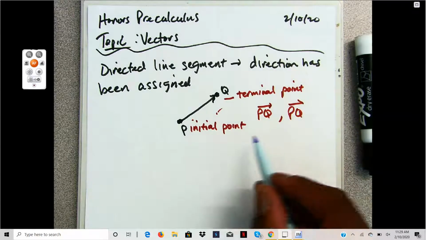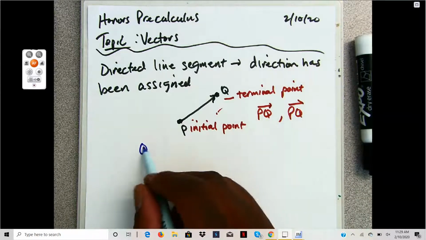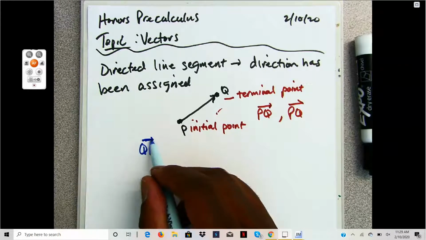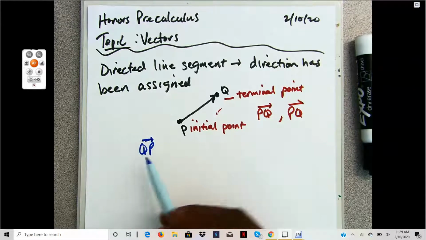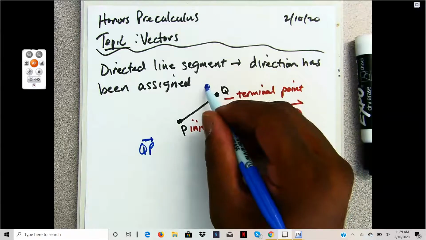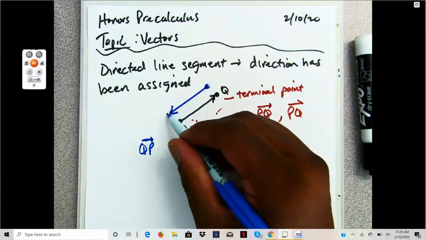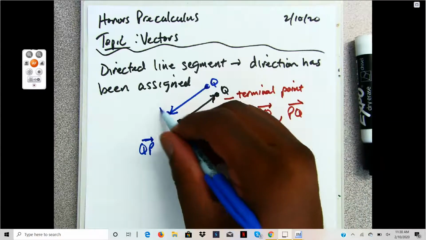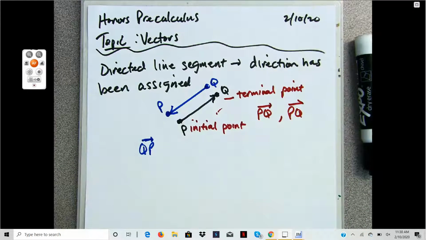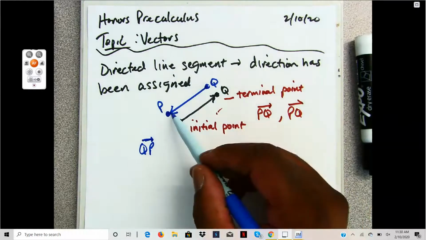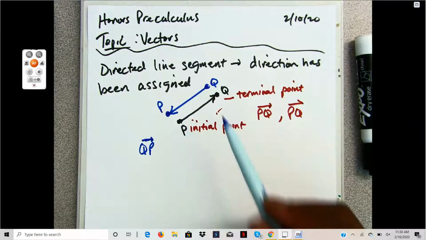Now, if we were looking at the vector from Q to P, then this means that your vector starts at Q and goes to P. These are two totally different vectors. Both of these vectors look like they have the same length, but they have different directions. So the vector QP is different than the vector PQ.